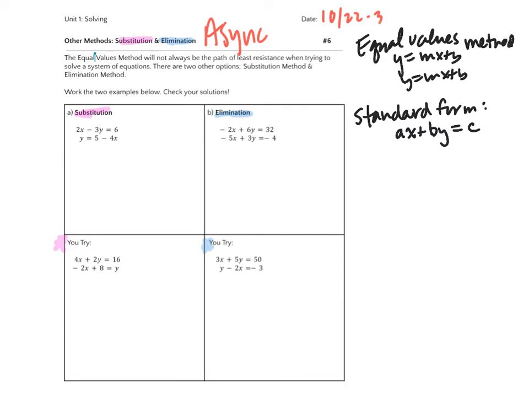So for substitution, for part A, I have one that's standard form and then one that's slope-intercept form. So that's sort of my key that I'm going to use substitution. For elimination, they're both in standard form. So both are standard form. Okay, so let's talk about substitution.